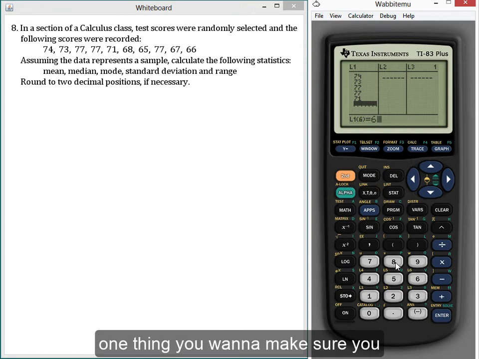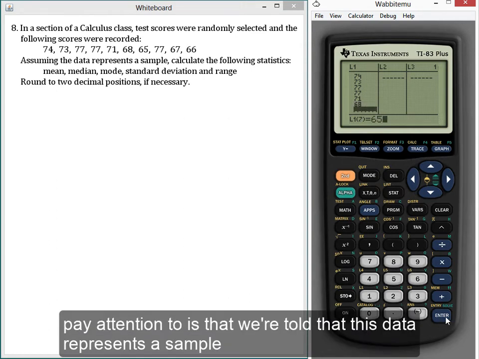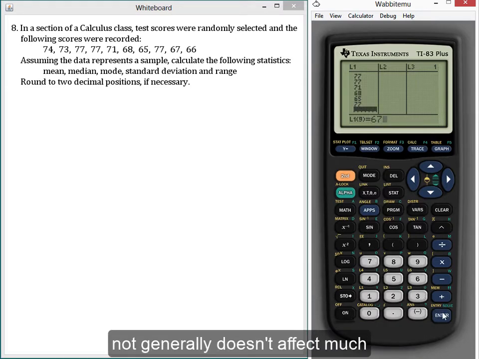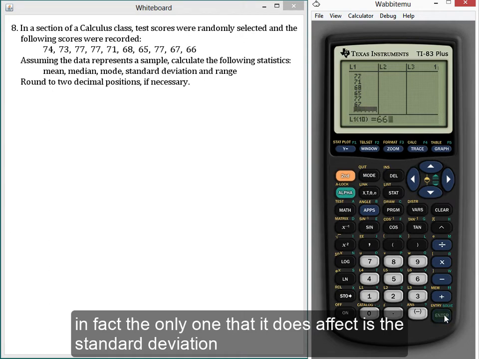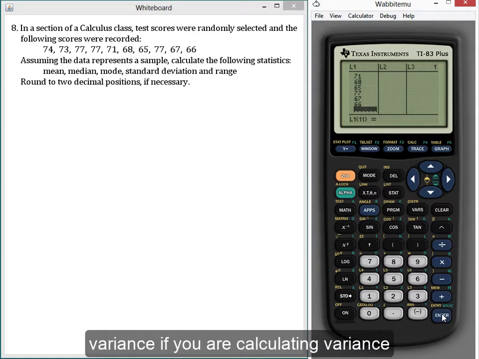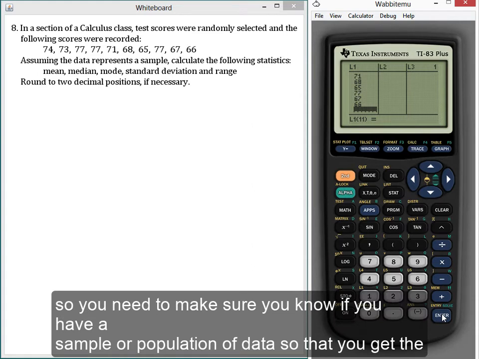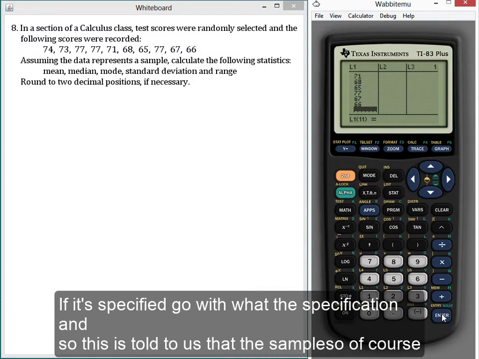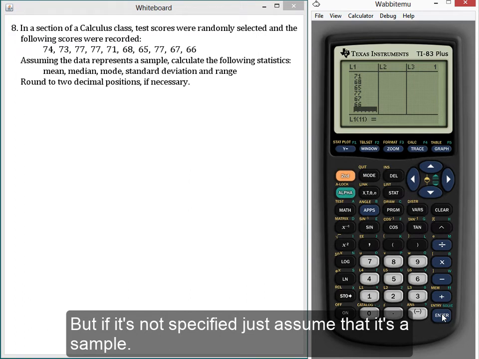One thing you want to make sure you pay attention to is that we're told that this data represents a sample. And that generally doesn't affect much. In fact, the only one that it does affect is the standard deviation, which would also affect variance if you're calculating variance. So you need to make sure you know if you're doing a sample or a population of data so that you get the correct standard deviation. If it's specified, go with what the specification is. So this is told to us that it's a sample, so of course we'll use a sample. But if it's not specified, just assume that it's a sample.